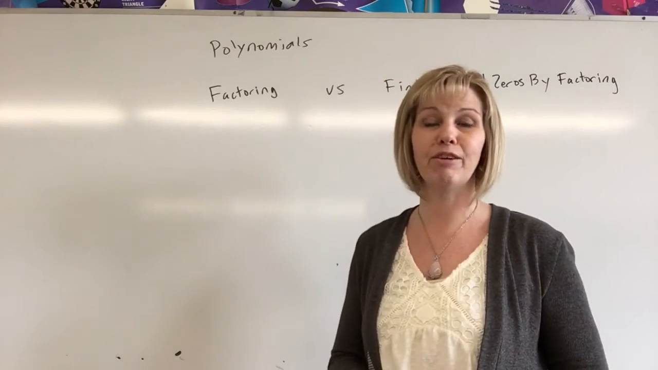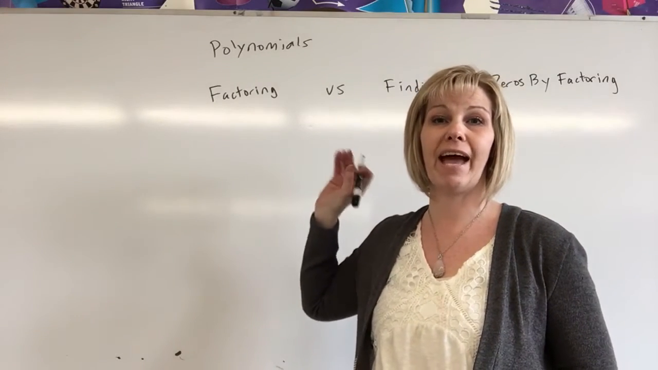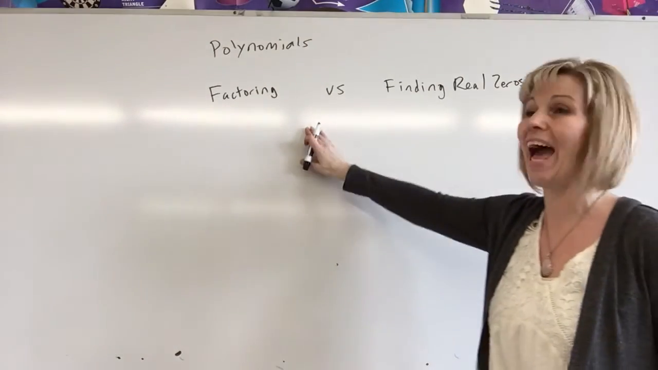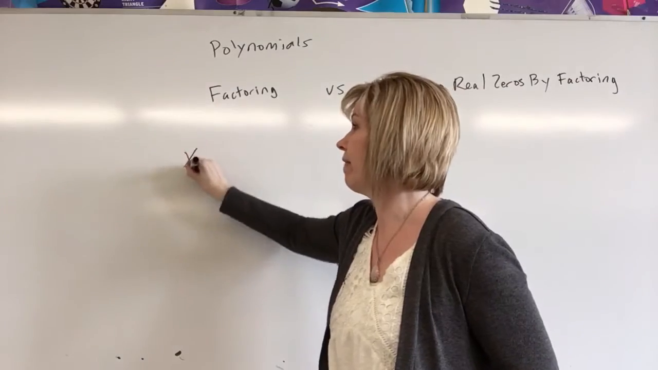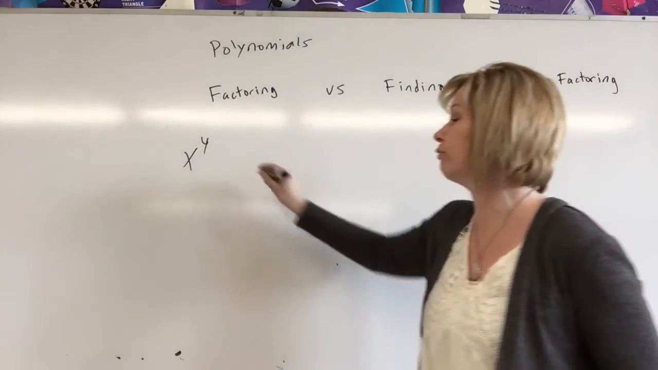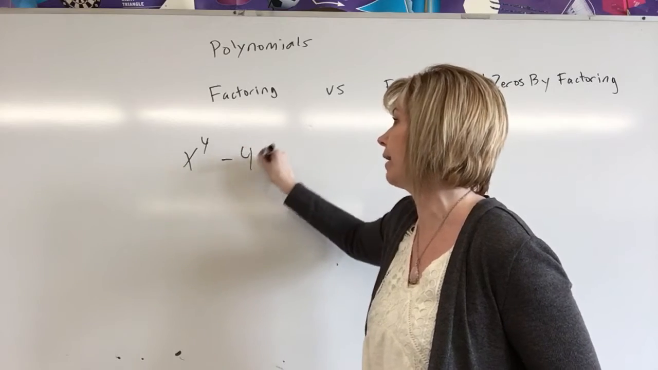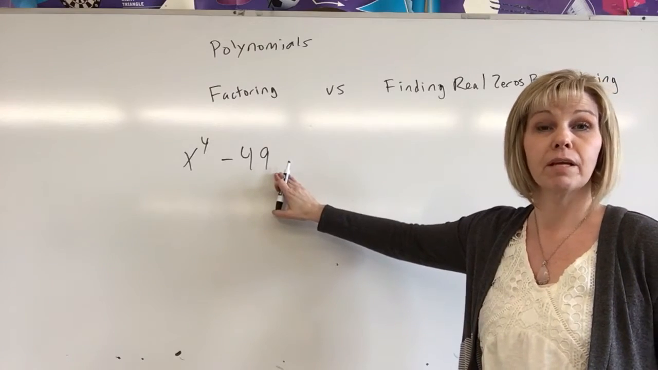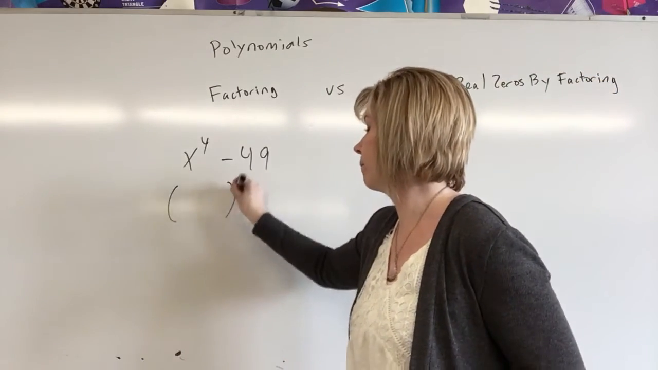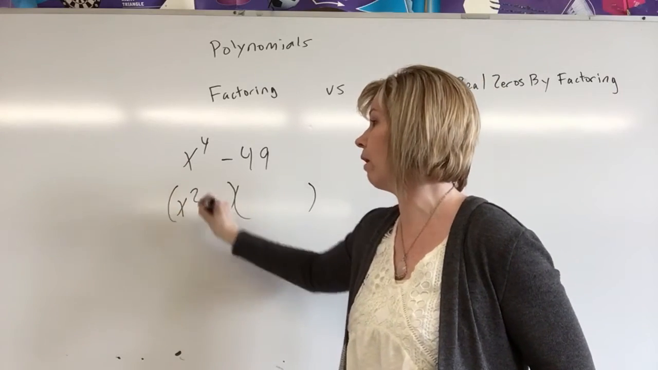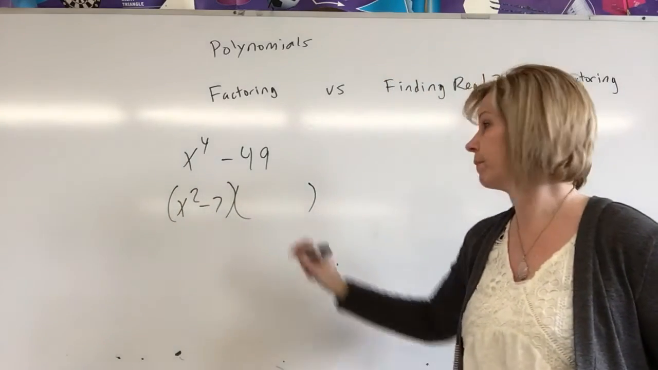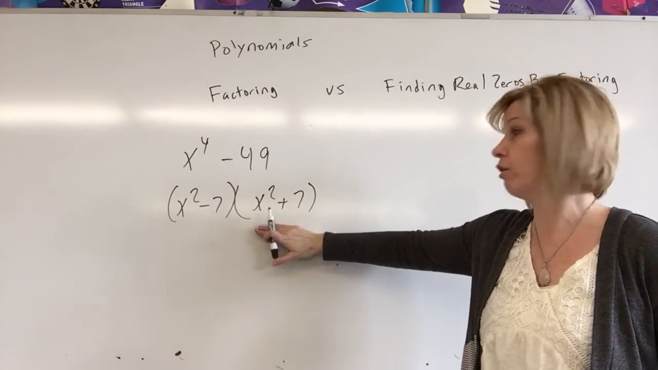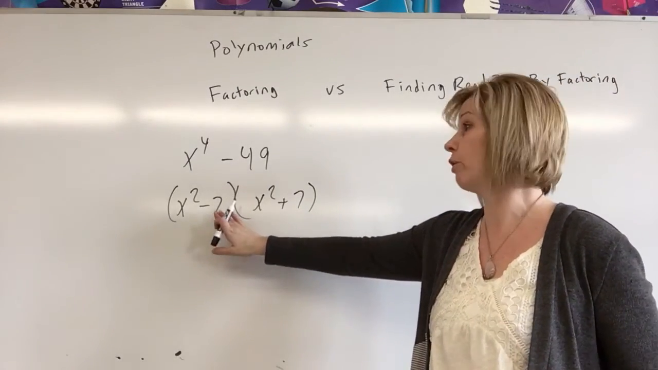So what I have for you right now is looking at the difference if I asked you to factor versus finding real zeros by factoring. So if I asked you to factor, let's take something that is factorable. Let's go x to the fourth minus 49. Okay, x to the fourth minus 49 is a perfect square, so we can factor by difference of squares. So we can separate two parentheses, and we know it's x squared minus 7 and x squared plus 7. Okay, that would be it. You factored it. You check to see if this is a perfect square. It's not, so you're completely good.